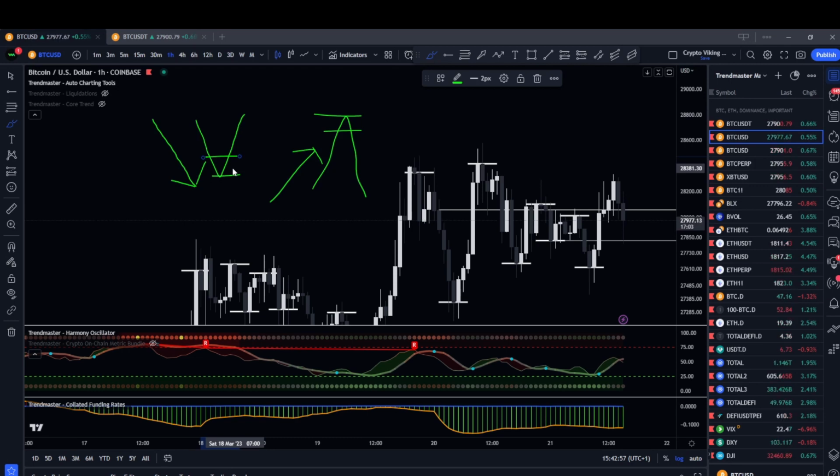There is no ceiling. There is no top. There is no floor. There is no bottom. Your bottom is zero, and the top is infinite. That's the reality of it.